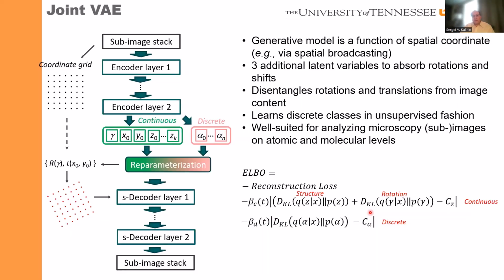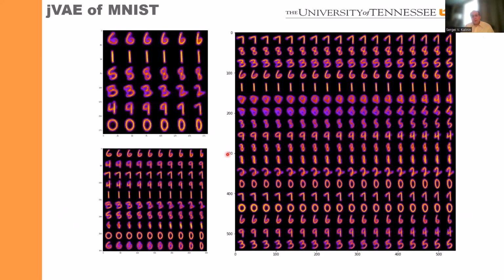Joint VAEs, as I mentioned, basically try to do the same trick, but in addition, they try to assign the object to a discrete class. Again, the details of how it's done are not very important for now, except that the best way to think about it is that it disentangles rotation and translation. It learns the discrete classes. And again, we can add the physics-based losses if we want to. And this is an example of the joint variational autoencoder on the MNIST dataset.